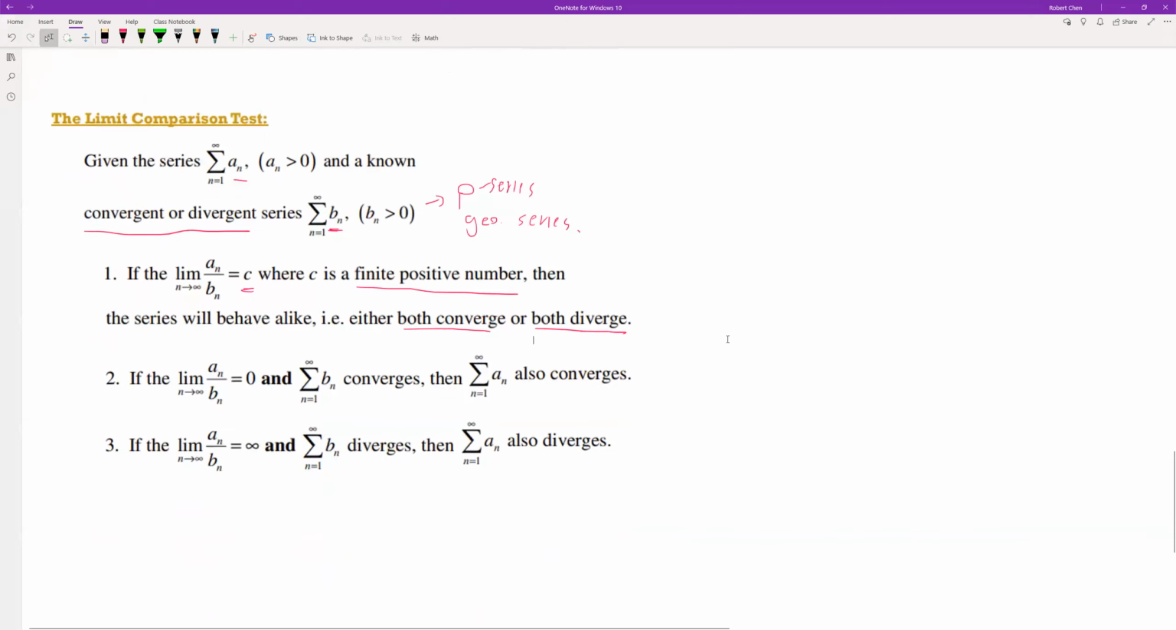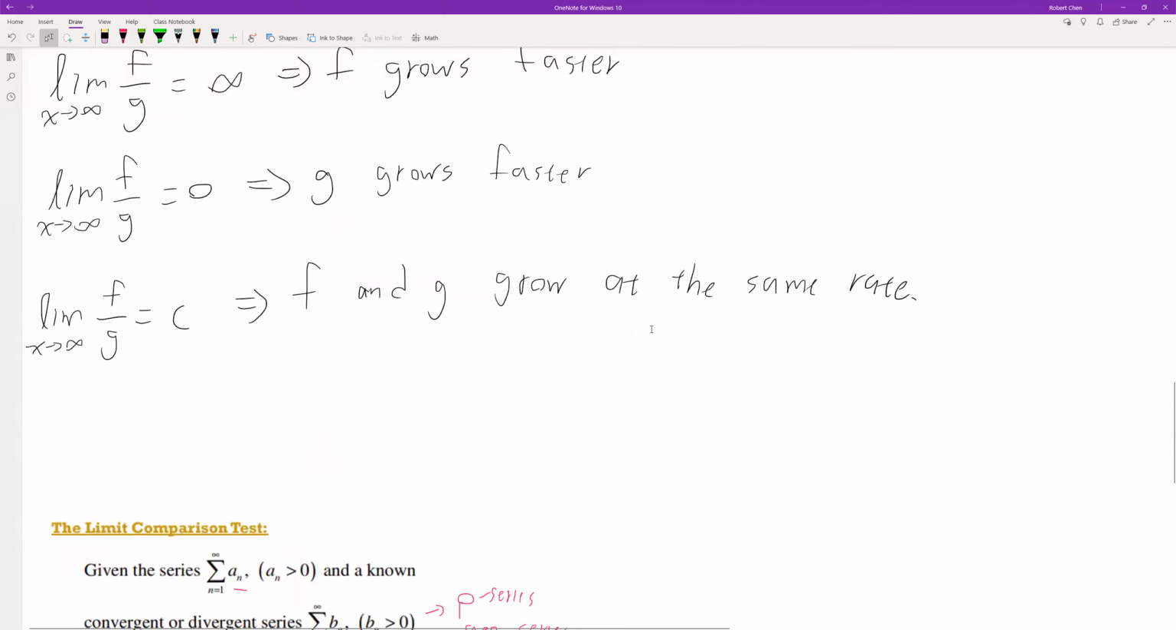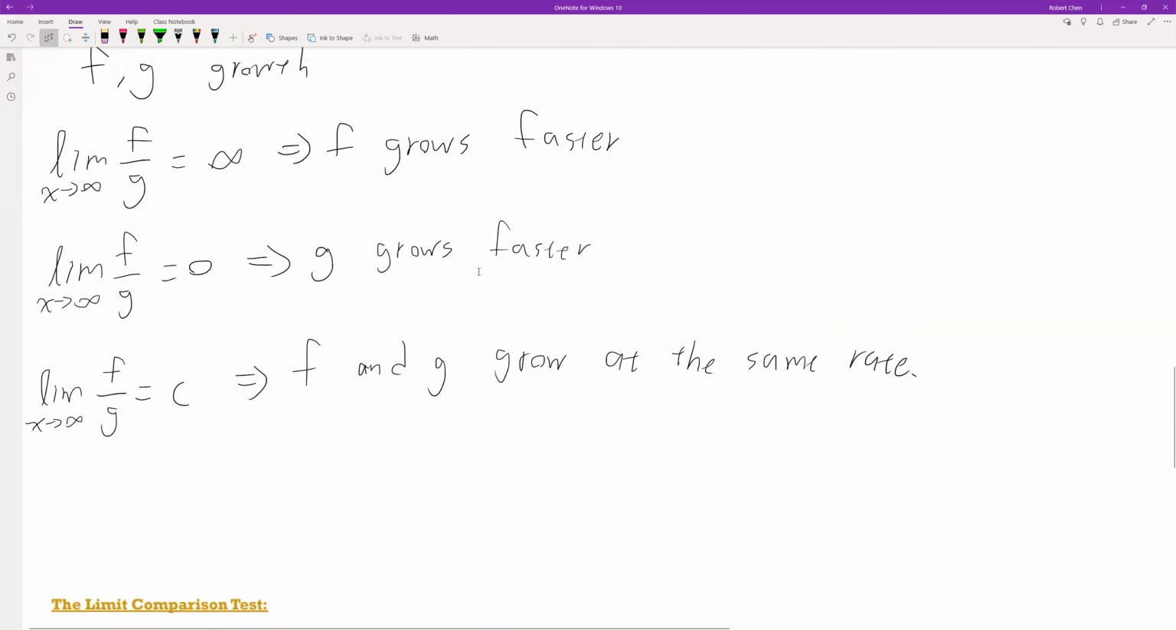Okay, next. Second one, if the limit is equal to 0, that means bn grows faster, right? And if bn converges, then an is going to converge. So if the one that is growing faster will converge, then the one that's growing slower will also converge, right? So this is like what we're doing here, right? If the denominator grows faster than the numerator, right?